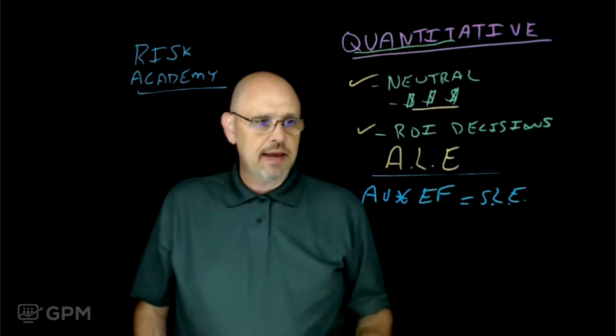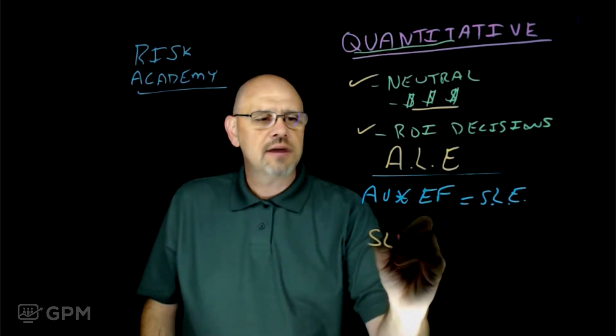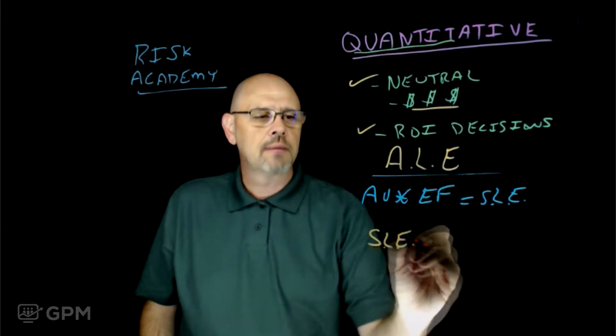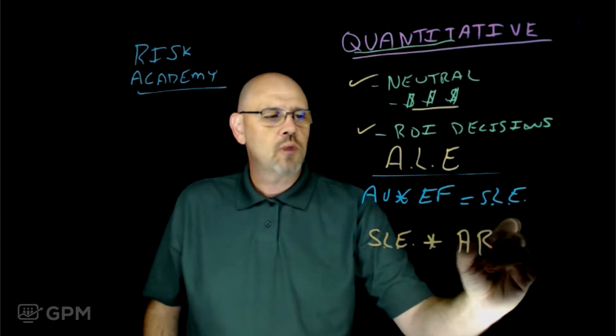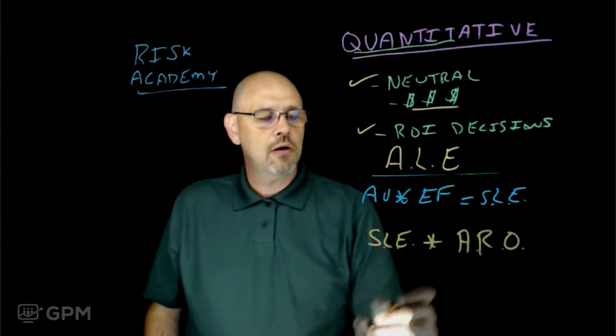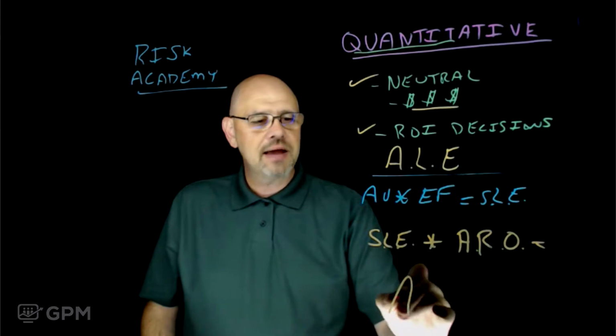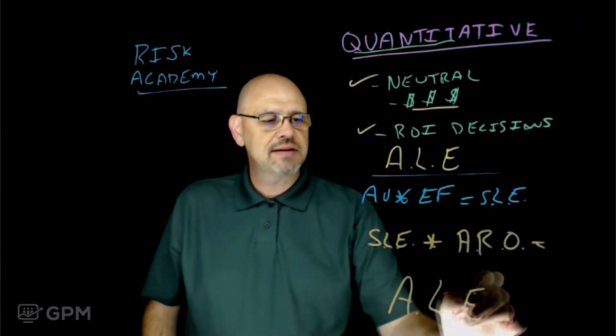Then we take the single loss expectancy and multiply that times something called your annualized rate of occurrence, ARO, and that gives us our magical annualized loss expectancy.